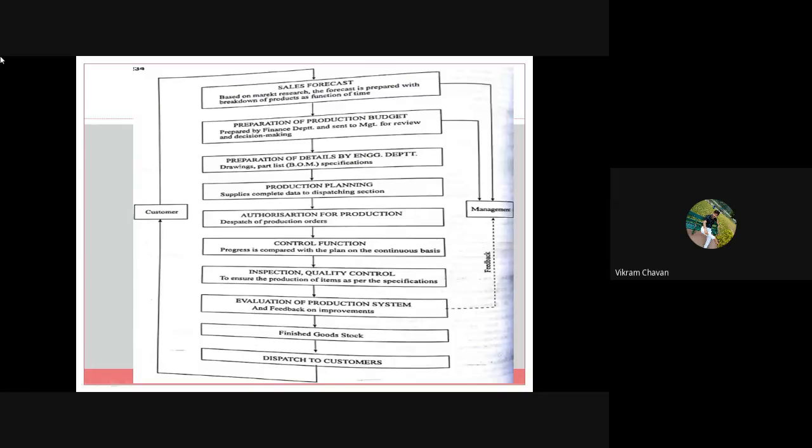Vaibhav Jadhav. Yes, sir. You were present for the last session. Yes, sir, present, sir. So, what do you feel about the session? Good, sir. It is helpful for our placement. Okay. Whether you understood all the parts? Yes, sir. I understand, sir. Okay.